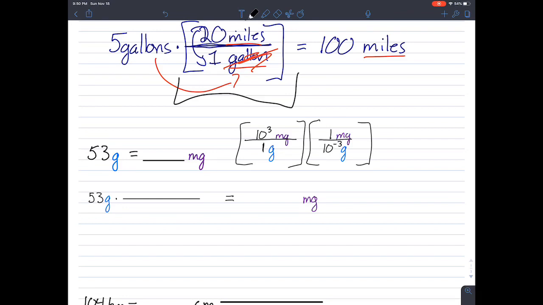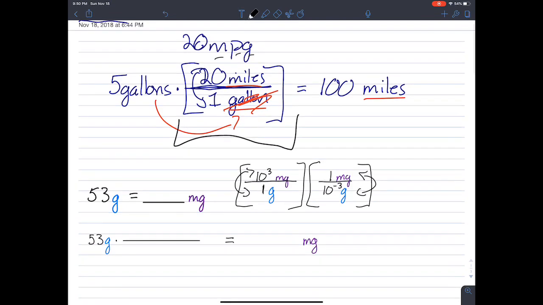So, first of all, first thing we have to know is how are we setting this up? Because we could flip either one of these either way, and they would still mean the same thing. Okay, grams per milligram, milligrams per gram. It will be true either way.